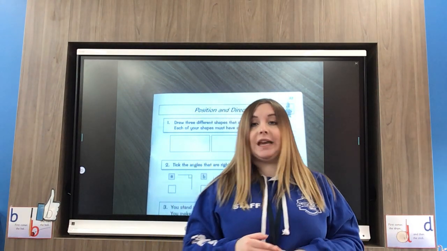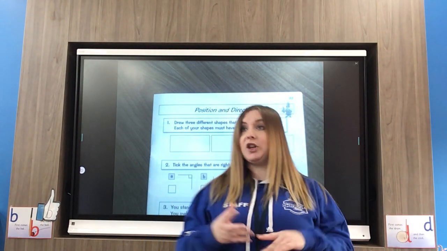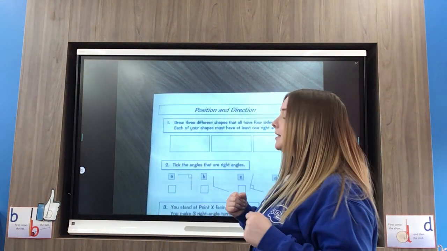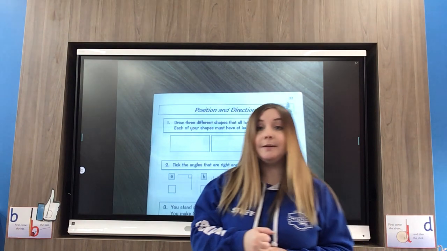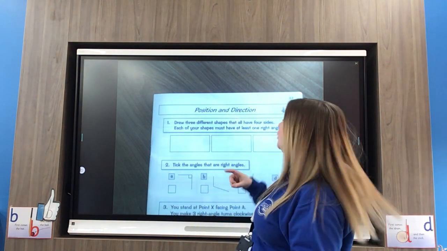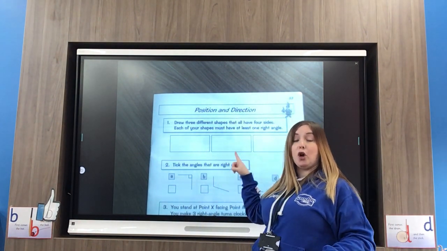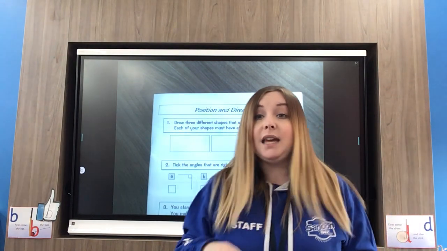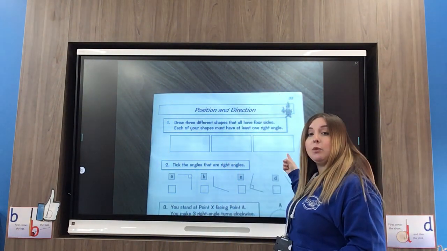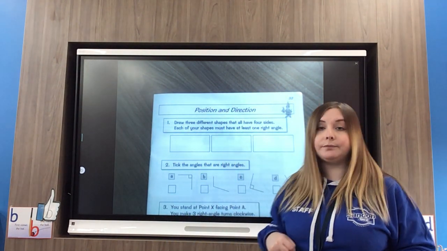Another one of your shapes, let's think of another 4-sided shape, is a rectangle. And a rectangle has 2 longer sides and 2 shorter sides. And again, does it have a vertical and a horizontal line that meet? It does, so we've done your first 2 shapes. You've just got to draw them. See if you can come up with your own 3rd shape.